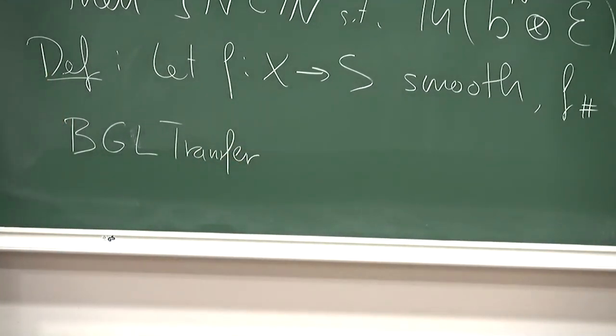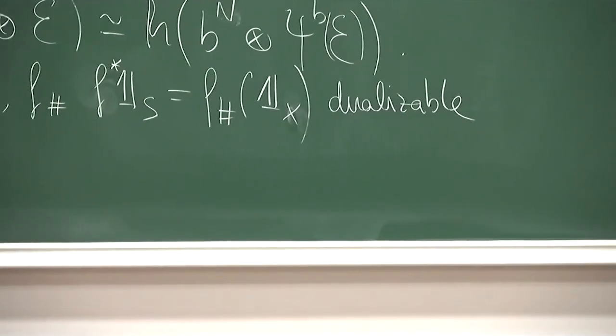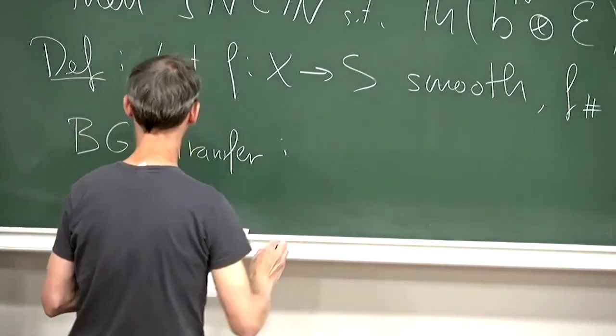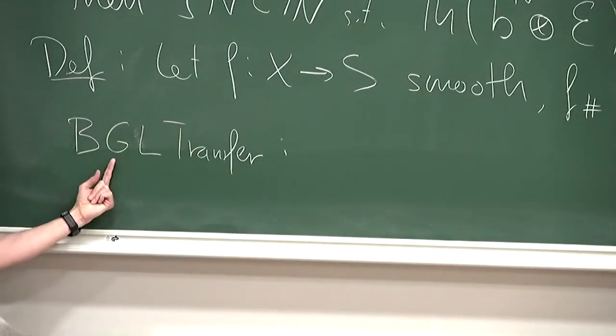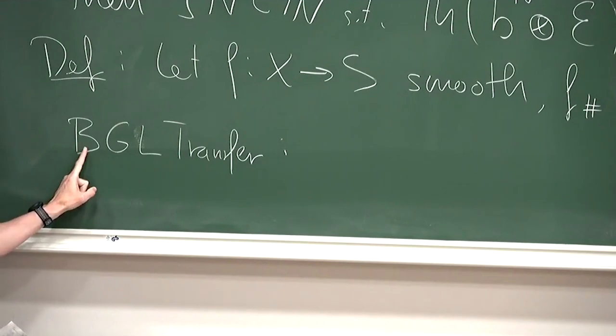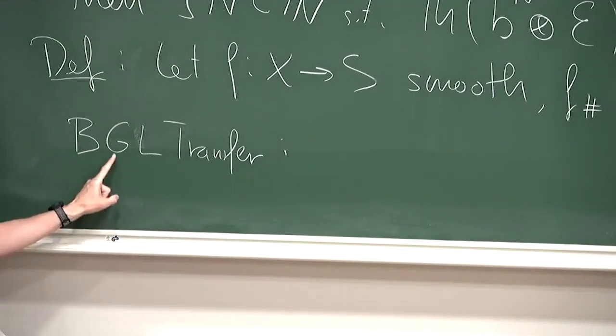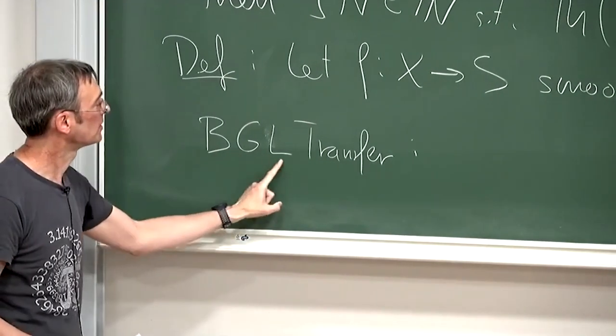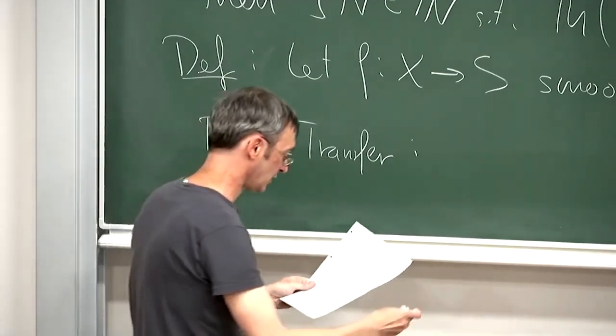Mark? No? Okay. Well, you might think that this is just the Netherlands extension by the famous bacon, lettuce, tomato, using Gouda as well. No, but it's Becker-Gottlieb-Levine transfer. Okay.